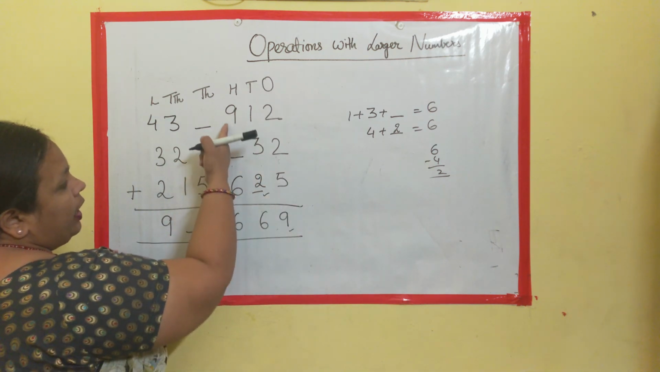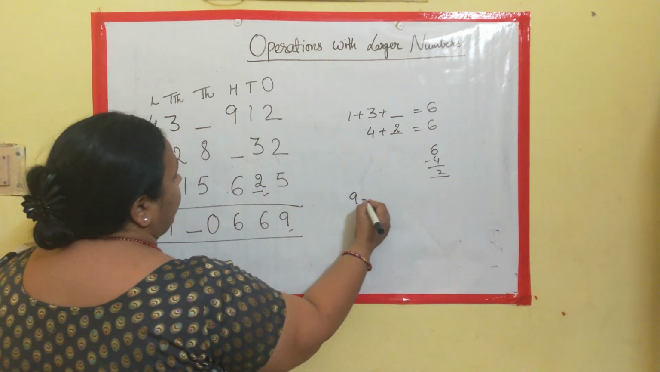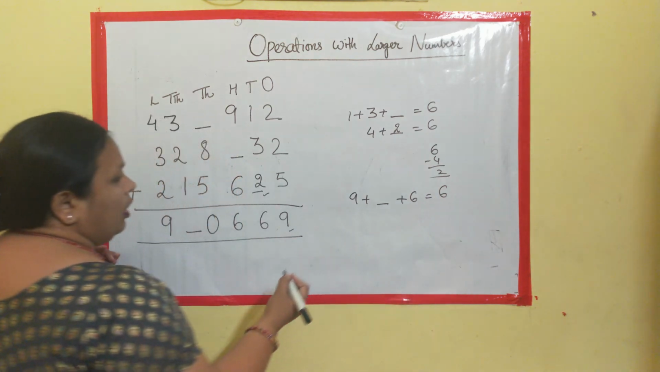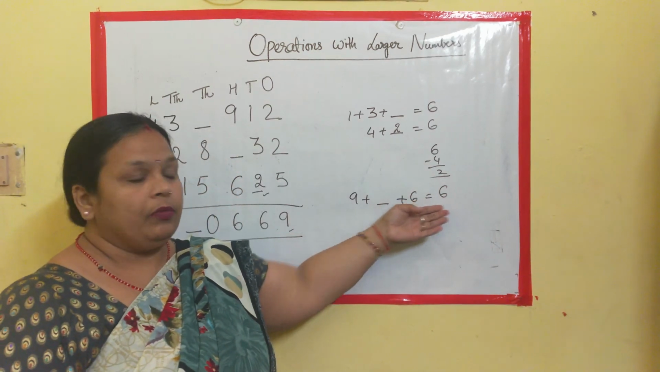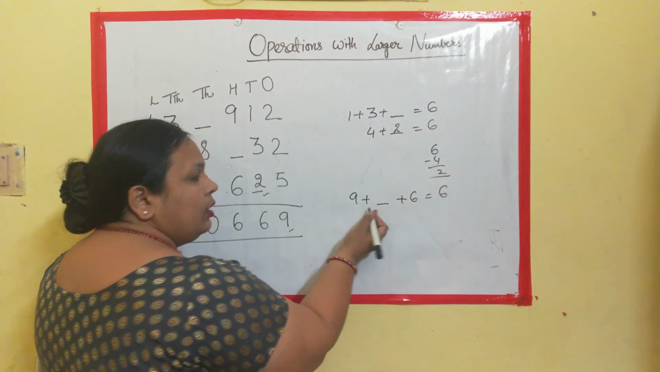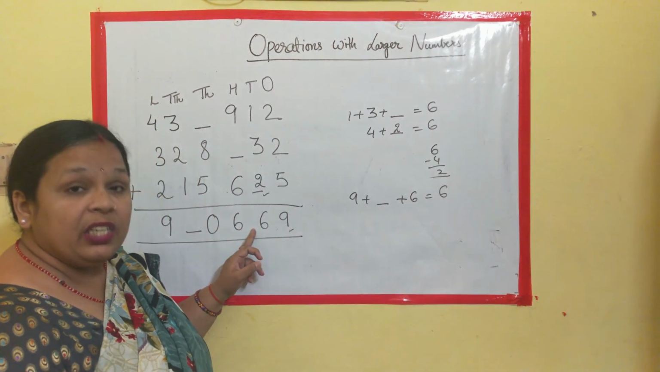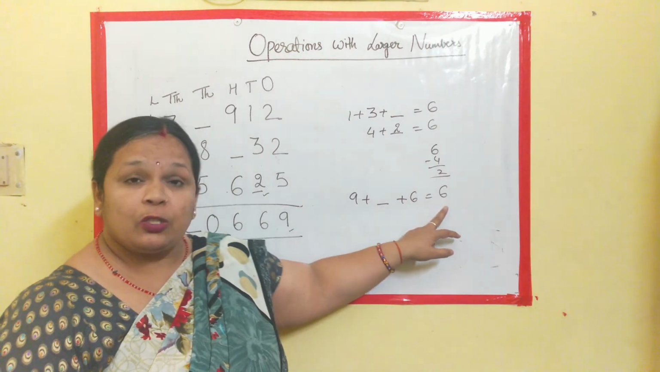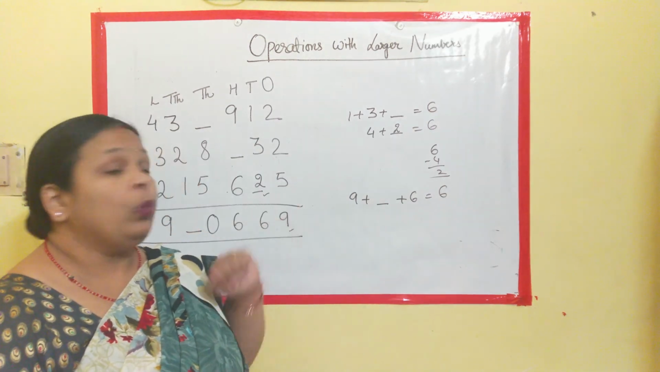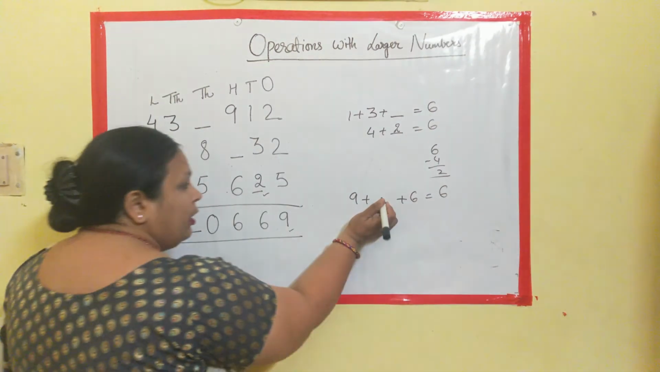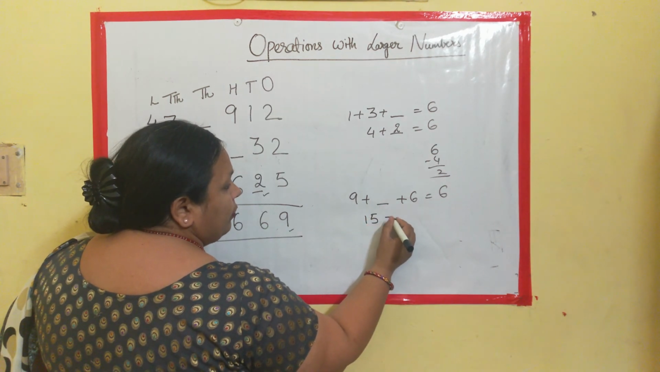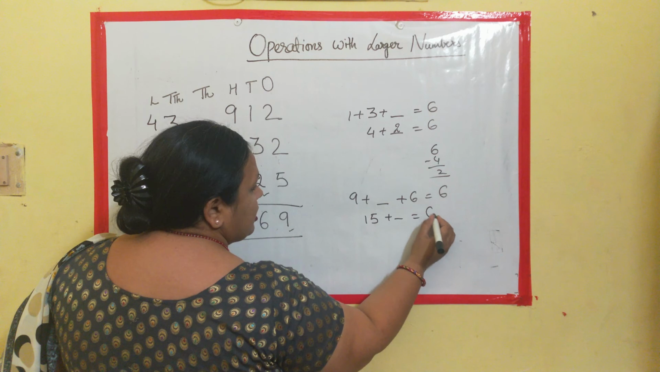Next, 9 plus dash plus 6 is equal to 6. Now, 6 is already there. We have 9 here. And what can the answer be here? We know that it is in the tens place, so only 6 will not be there. It could be 16, it could be 26. What exactly is it? Which number will be filled here? So 9 plus 6 is 15. 15 plus dash is 6.